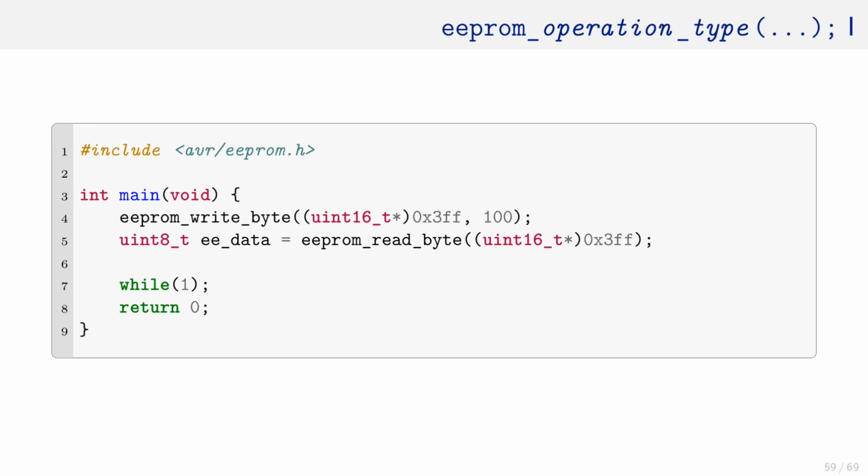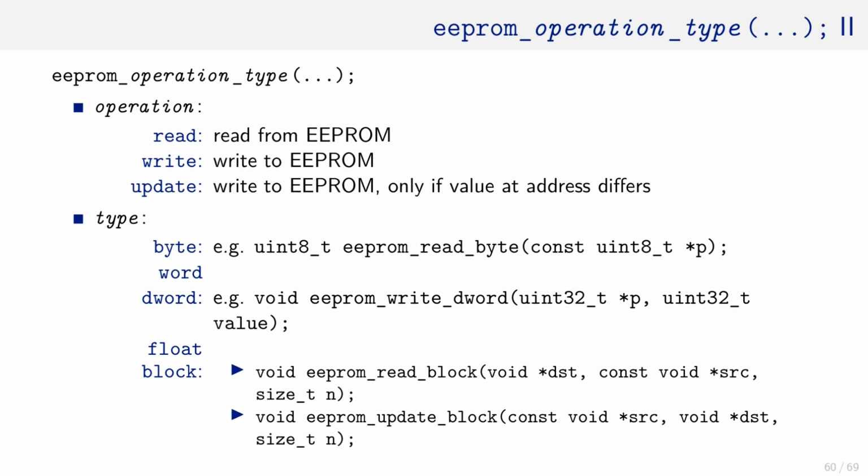Here we see an example utilizing the functionality to write to the EEPROM provided by the AVR library. The entire sequence that we had in the earlier session is hidden in the EEPROM write byte function call. The same address is read again from the EEPROM and stored in EE_data. There are many functions available depending on the data type and operation to perform. There is the read, write and update as operation.